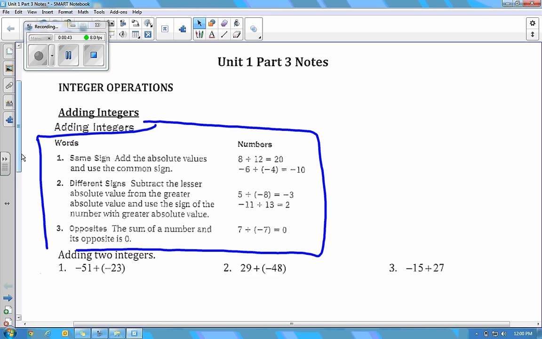Number one says same sign, you're going to add the absolute values and use the common sign. So if they're both positive or they're both negative, you're just going to add them together and give whatever sign it is. Okay, so that's not too difficult.